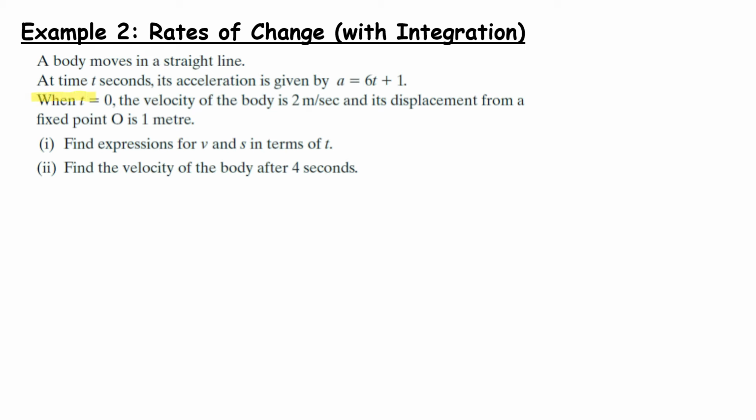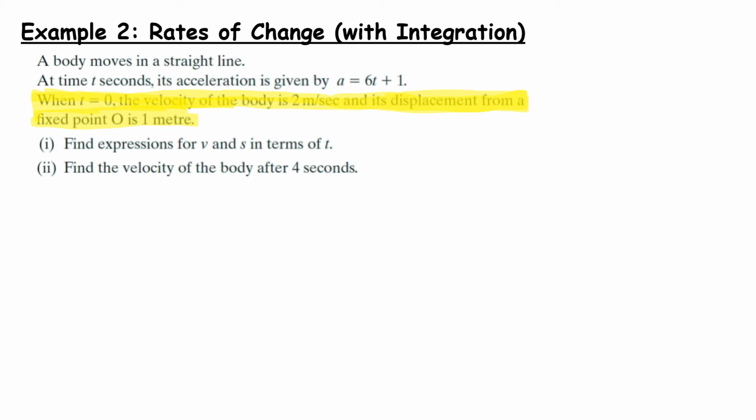Anytime we get a statement like this, we are getting a pretty big hint that it is an integration question. Remember, when we integrate, there will be the constant, the plus c, which represents some number that we don't know. In order to figure out what that number is, we need a bit more information. That statement is telling us when t is 0, the velocity is 2 and our displacement is 1, and that allows us to get rid of the unknown constants and instead have a constant number.